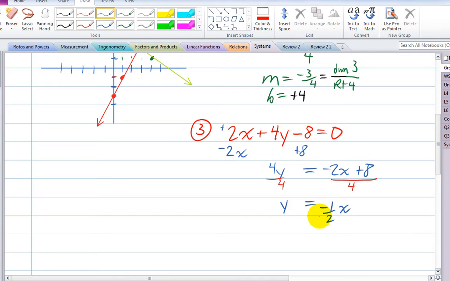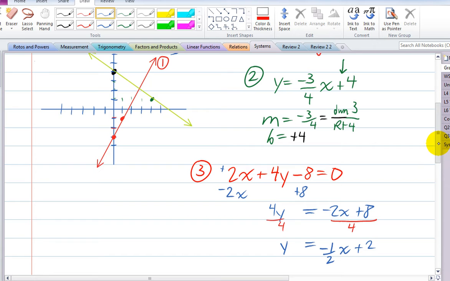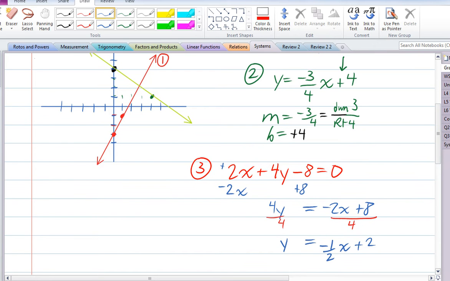And what's our intercept? Jesse. Eight divided by 4, plus 2. Okay. Please graph that. Go. Okay. So our intercept is plus 2 right here. Down 1, right 2. There's our other point. And now we can make our line.